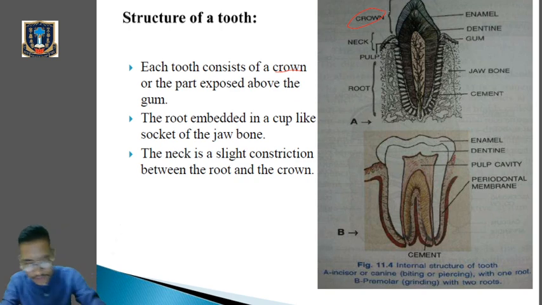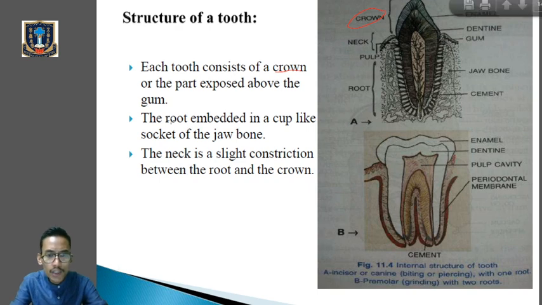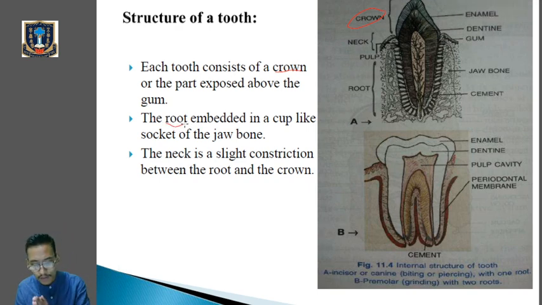Okay, the next part is the root, which is embedded in a cup-like socket of the jaw bone. The root is composed of a single process or of two processes. Either we will find a single process, or we will find two processes or fangs, like in the premolar and the molar.